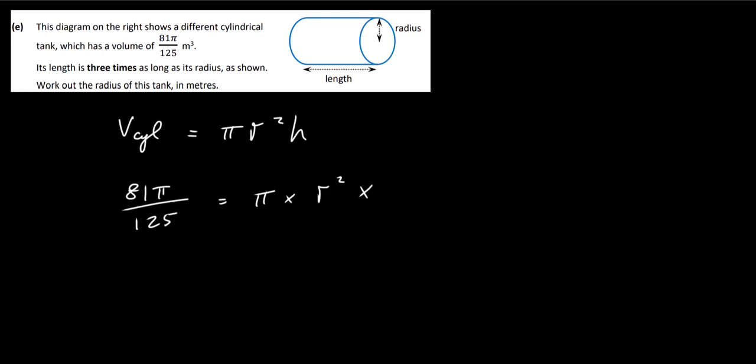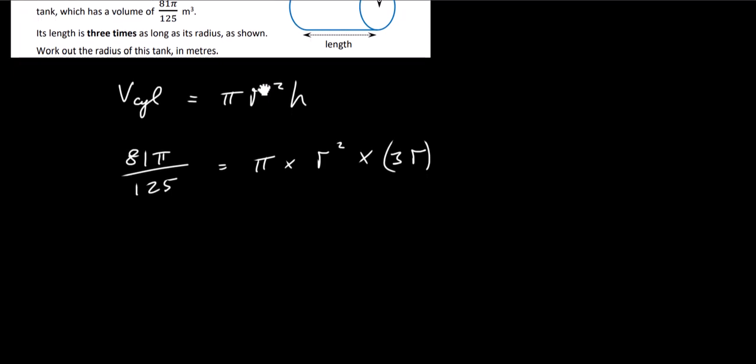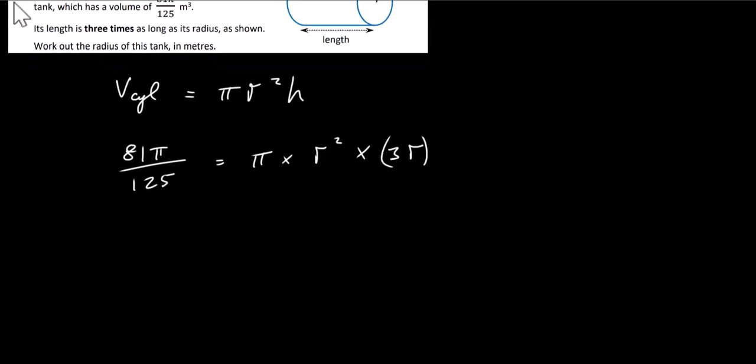We don't want a second variable in here that we don't know, but we're told that the length, or the height if you like, is 3 times as long as the radius. So in other words, that's 3r, 3 times the radius. Okay, so all we've got to do is work out what r is here. We have an equation. The only unknown here is r, so we can isolate r.